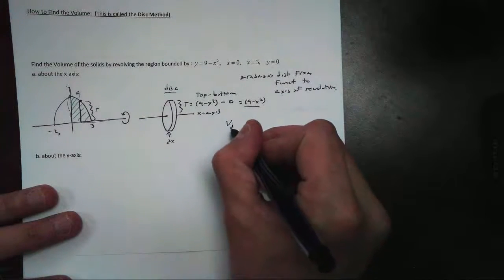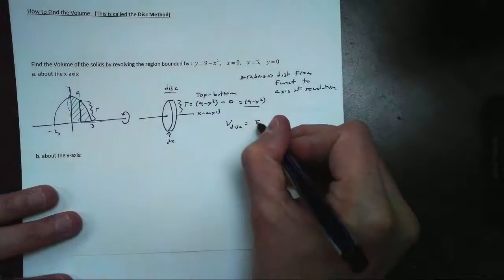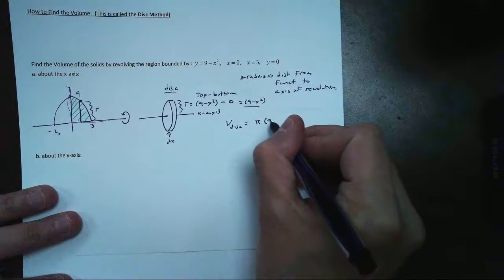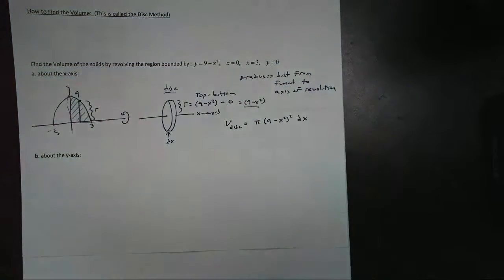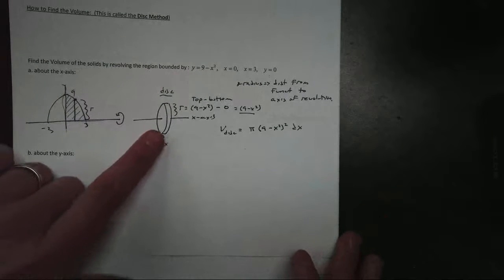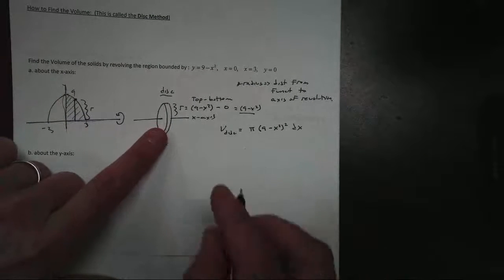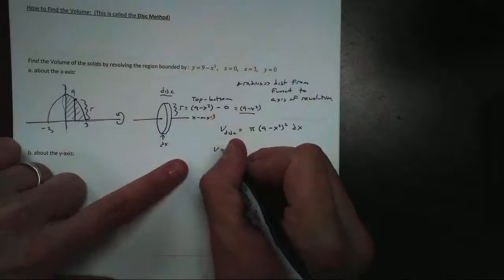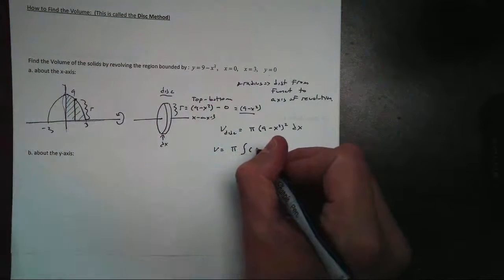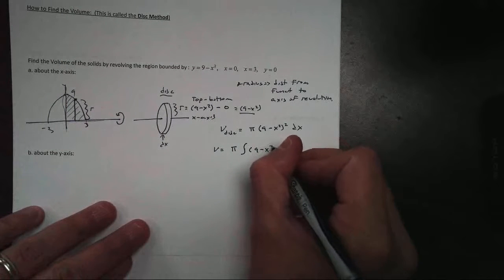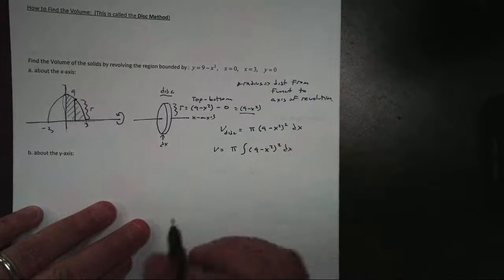The volume of my one disk, very simple, pi times my radius, which is this 9 minus x squared, times the thickness, dx. There's the volume of this one disk. To get the volume of all the disks, I take the antiderivative. Now pi is a constant, so I can take that out, and I get this 9 minus x squared dx.